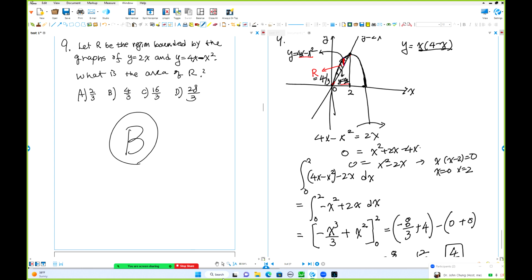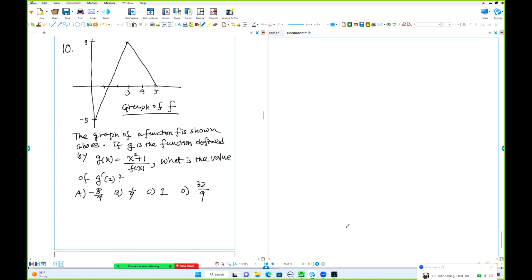I want you to try this one in a minute. I'm going to pause the recording. We have a graph. That is the graph of f, the original graph, not the derivative. The graph of function f is shown above. If g is the function defined as g of x equals x squared plus 1 over f of x, using this f of x graph we create a new function g of x. What is the value of g prime of 2? That is number 10. The equation for f of x is not given here, only the graph.